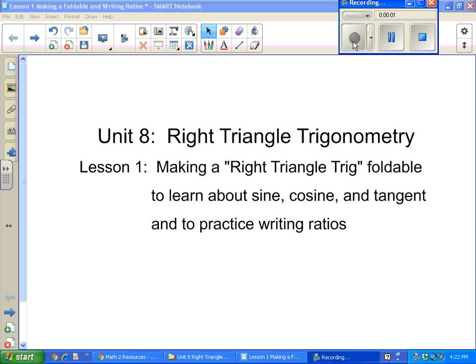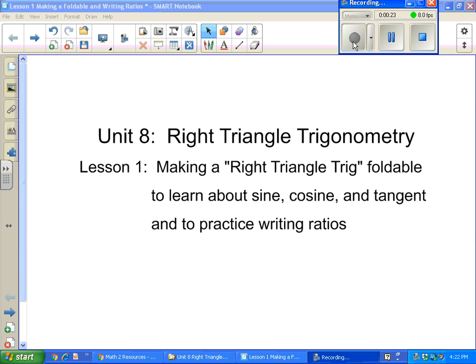All right, today we're starting our unit 8 on right triangle trigonometry. And so, from my understanding, Math 2 is the first time that students are exposed to sine, cosine, and tangent. It is not covered in 8th grade math, nor is it covered in Math 1. So, this might be new for many of us.